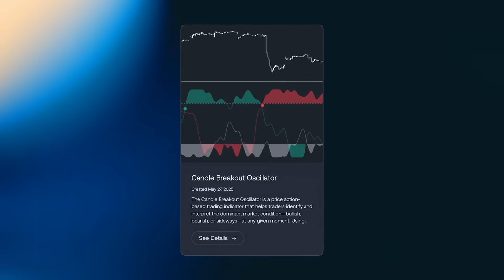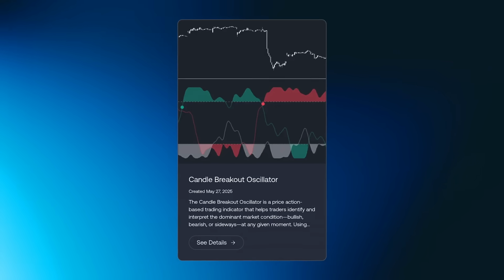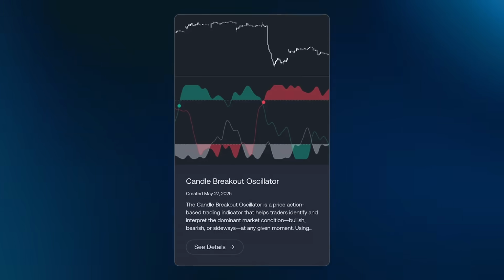The Candle Breakout Oscillator turns raw breakout behavior into a clear read of who controls the market and when that control changes.